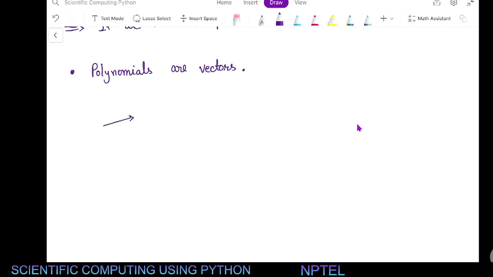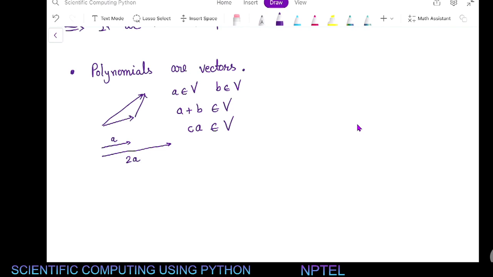When we start studying vectors, they are arrows, and one property of these arrows is that you can add them to get new arrows. So if we have two vectors belonging to the same vector space, then a plus b will also be in the vector space, and you can multiply the arrow. If this is a, this is 2a. So some constant c times a is also going to be in the vector space. This is the definition of vector space.